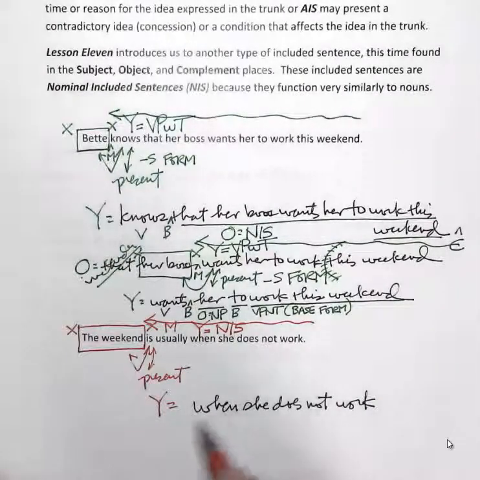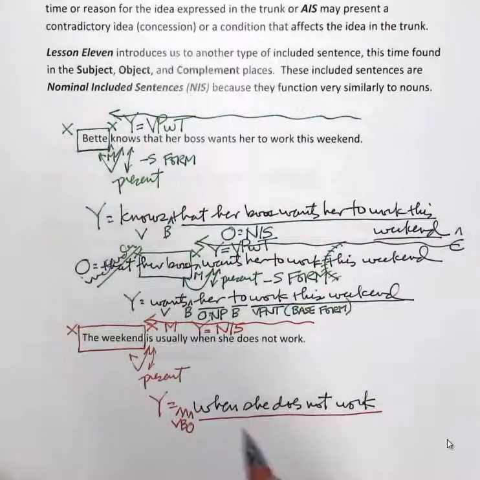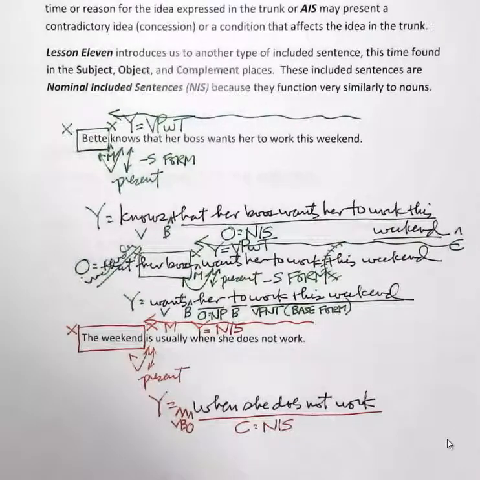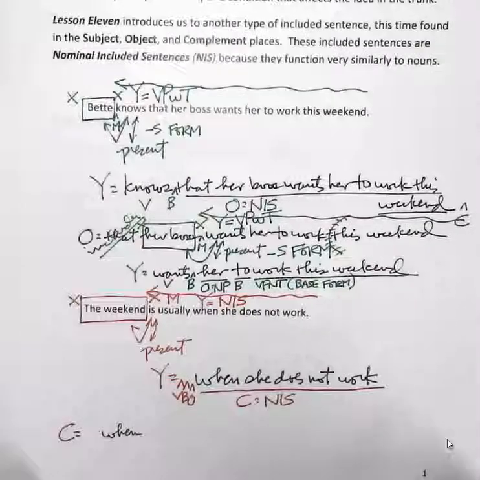So let's take the Y. The verb place is empty. Particle place is empty. Object is empty. And that leaves the complement. Remember, we've said if you have no verb, you can't have an object. So the complement is a nominal included sentence, and we know how to treat nominal included sentences. Let's rewrite the complement, and we'll analyze it.